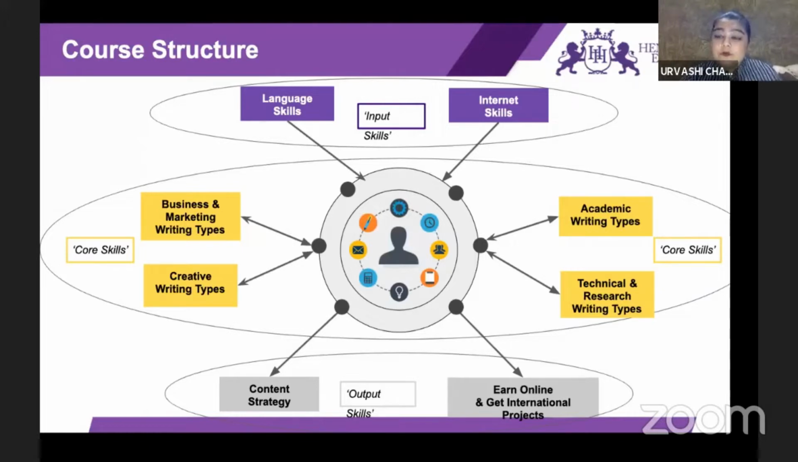Next comes our core skills, which are mandatory and a must requirement when it comes to writing. So this includes your academic writing types, your research writing, and technical writing.